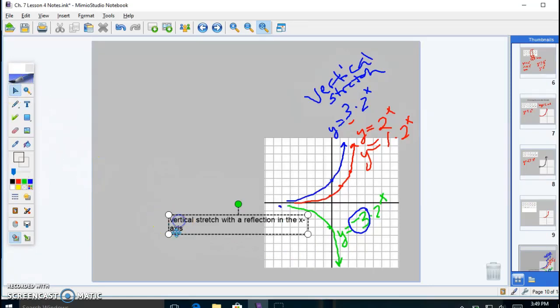So you have a vertical stretch, which is still on the same side of the x-axis as that red equation, but if it's on the opposite side, if your a value is negative, then it's a vertical stretch with a reflection. So two key vocabulary terms there: vertical stretch and vertical stretch with a reflection.